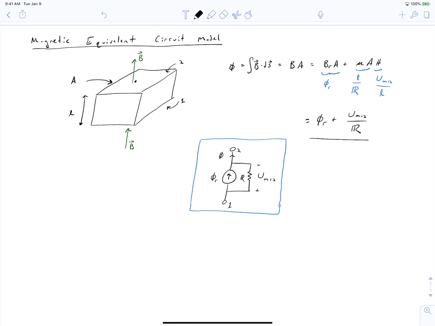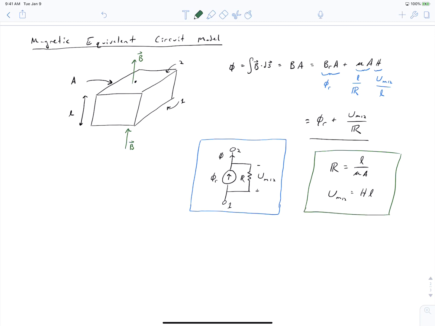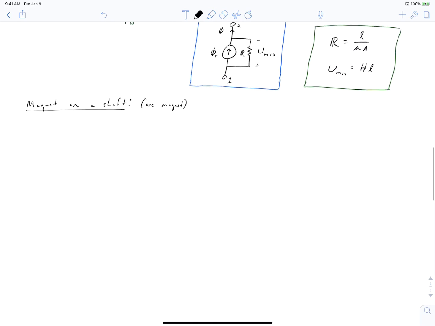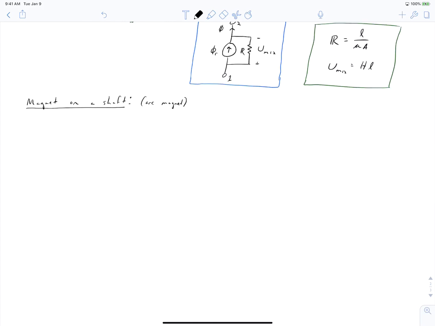But let's tidy some things up. So the reluctance of our magnet was equal to the length of our magnet divided by mu times our cross-sectional area. And the voltage across our magnet is just equal to H times L. And these are from the definitions of these quantities calculated for this flux tube. So that's nice, but in this class, a lot of the time, we'll be actually talking about magnets that are on a shaft. So they're actually going to be arcs. And it'll be a geometry that looks something like this.